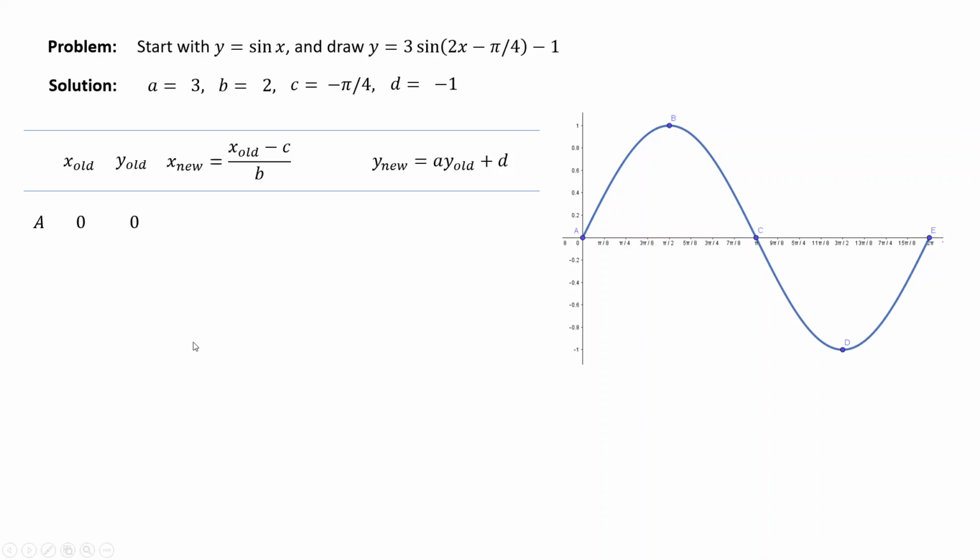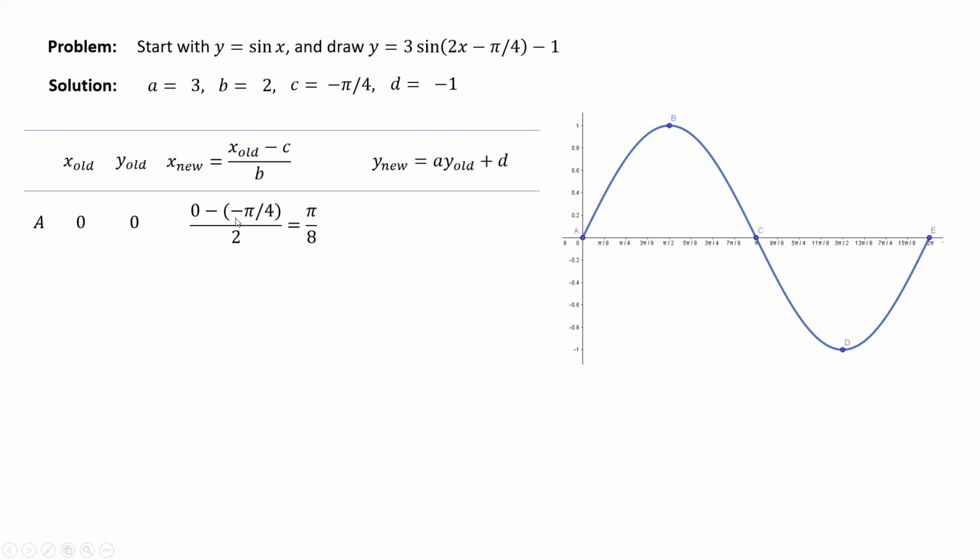Right? Cool. Are we in a position to calculate what x new would be? Yeah, x new is simply x old, that is 0, minus c, minus negative pi fourths, all over 2. So plug and chug and simplify. If you cannot do this in your head, just grab a scratch paper and do this stuff on a scratch paper. You don't need to be macho and try to do it in your head.